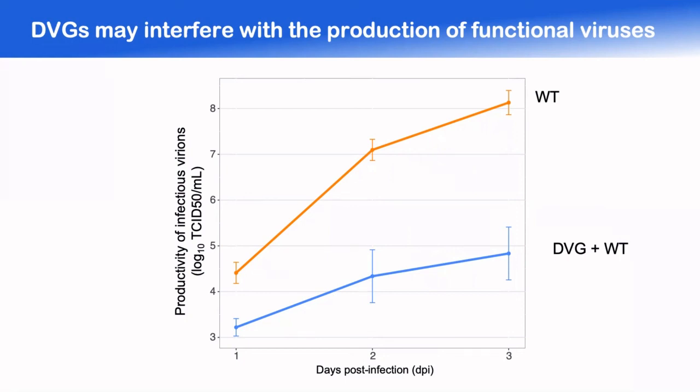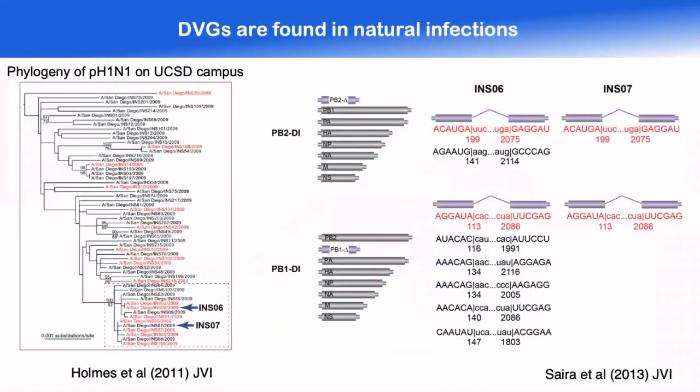So I mentioned that it was thought to be mostly a function of cell culture and an artifact in cell culture, but a few years ago, we actually noticed that all these DVGs were present in natural infections. So we see this in flu, we see this in West Nile virus, we see it now in multiple natural infections of RNA viruses. We have these defective viruses that exist.